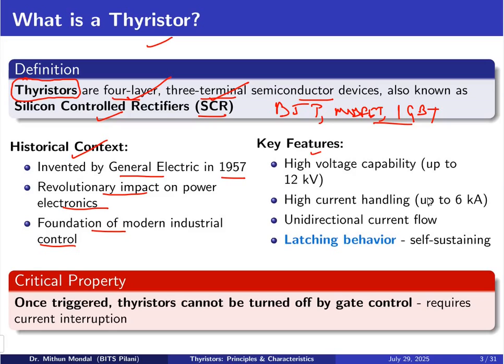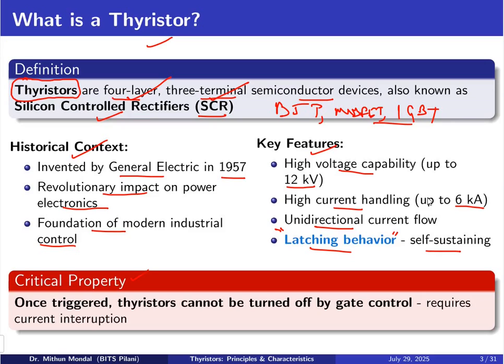Some of the key features which we are going to see in the lecture ahead: it has high voltage capability up to 12 kilovolt and also high current capability up to 6 kiloampere. Like other semiconductor devices, it has unidirectional current flow and it has a latching behavior which is self-sustaining. We will discuss the latching behavior in detail a little bit later.